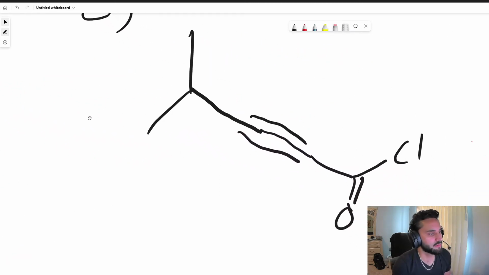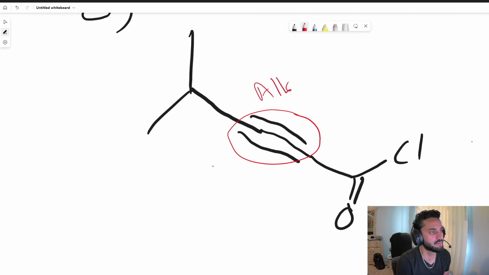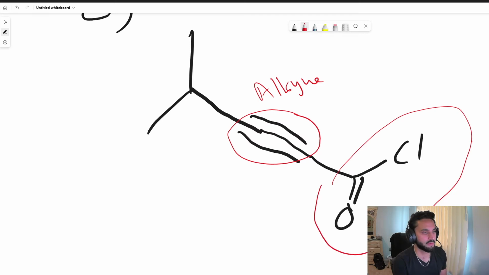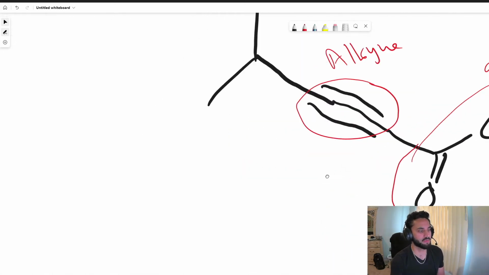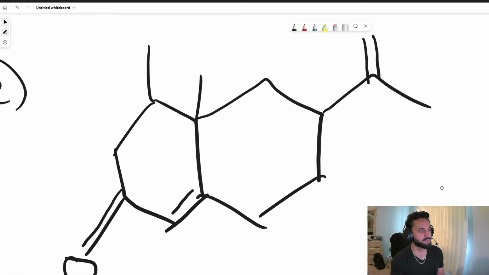All right, this one's a little different. We have a triple bond, which we call an alkyne functional group, and we have this carbonyl group attached to this chlorine atom, which we call an acid chloride functional group. Okay, so we have two here as well.